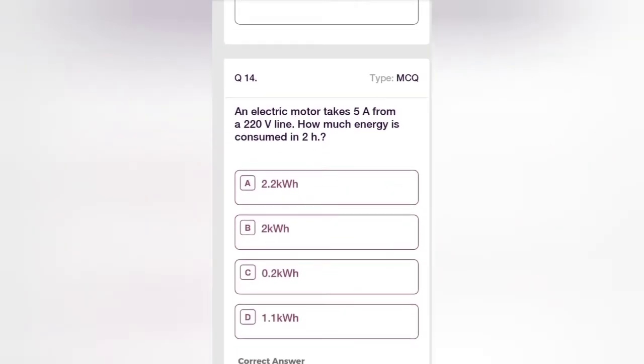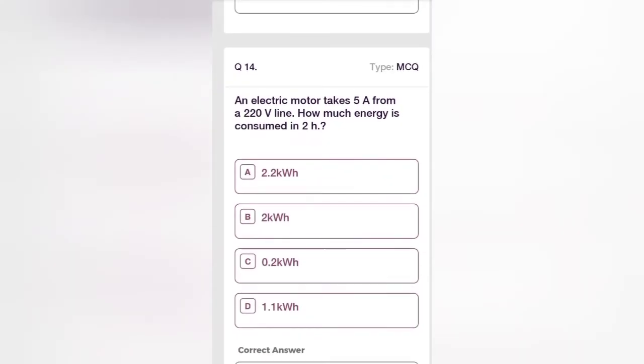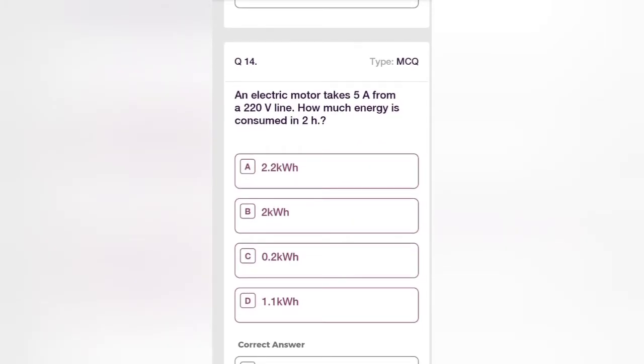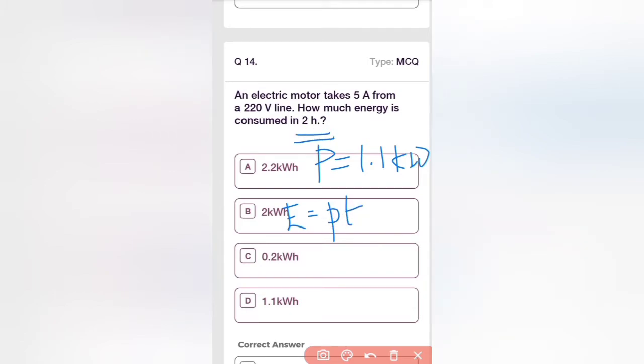An electric motor takes 5 amps from 220 volt, and how much energy is consumed in 2 hours? Here we have already calculated the power in the previous problem, 1.1 kilowatt. And here we need to find out energy. Energy is equal to power into time, and here time is given as 2 hours. That means 1.1 into 2 hours, which is equal to 2.2 kilowatt hour.